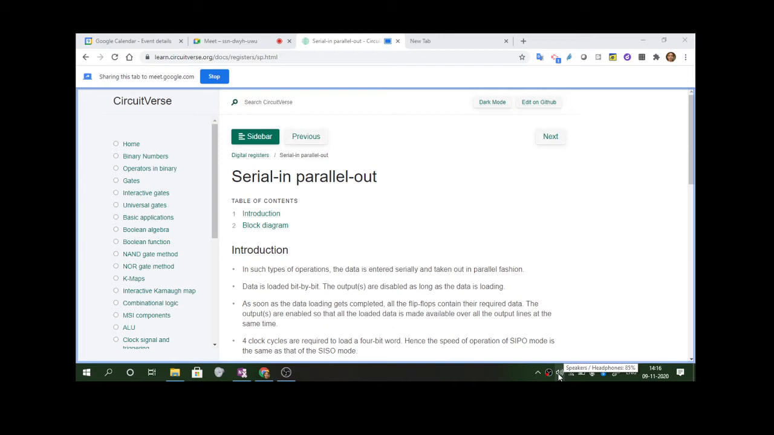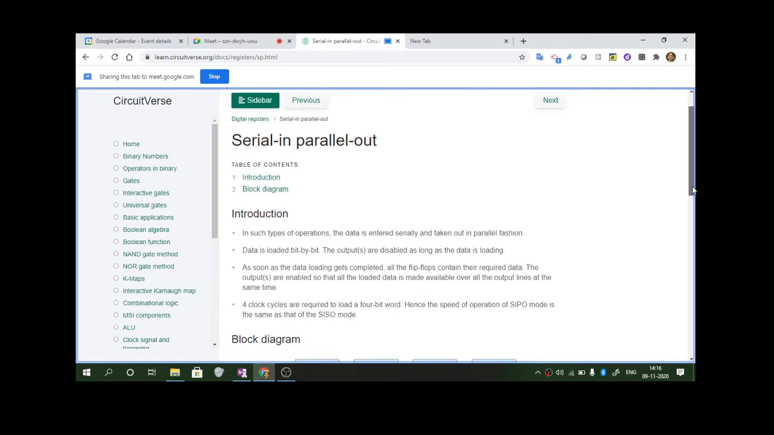So now let us consider the second case, the serial in and parallel out register. As the name indicates, the information is sent in a serial fashion, one flip-flop at a time, and the output is available at the output parallelly, that means at the same time. So if you consider a 4-bit register, since the information is sent in serial fashion, it takes 4 clock pulses to send in the information, but at the end of the 4th clock pulse, the information is available at the parallel output.